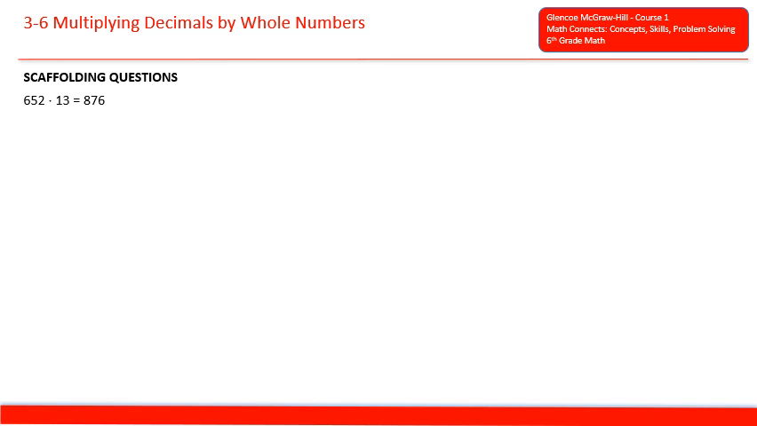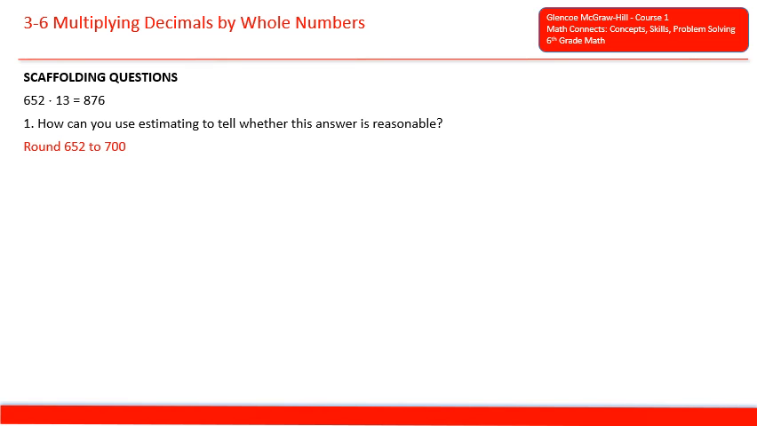Scaffolding questions. 652 times 13 equals 876. How can you use estimating to tell whether this answer is reasonable? Well, we could round 652 to 700, round 13 to 10, multiply 700 times 10 and get 7,000. So 876 is not reasonable for 652 times 13.